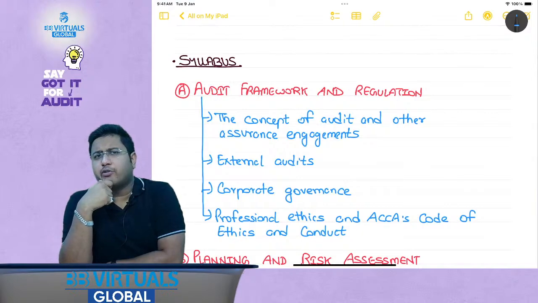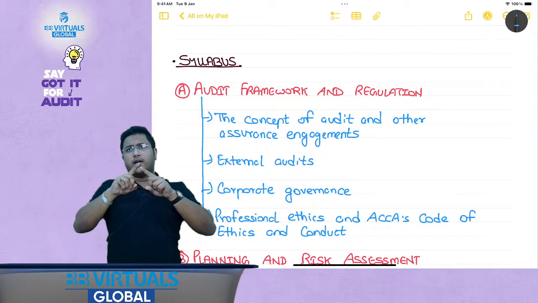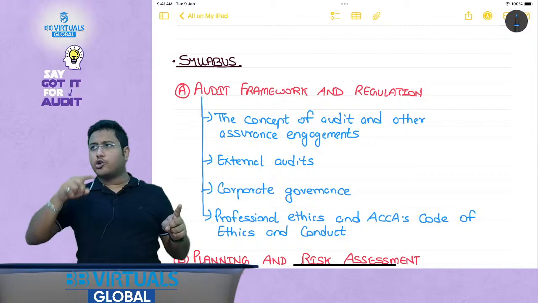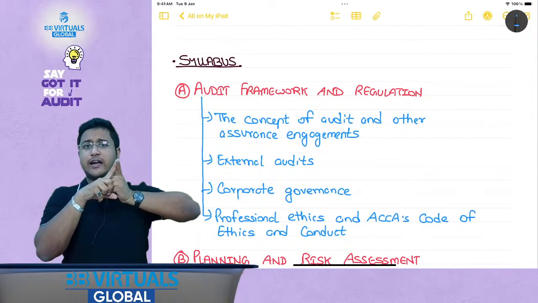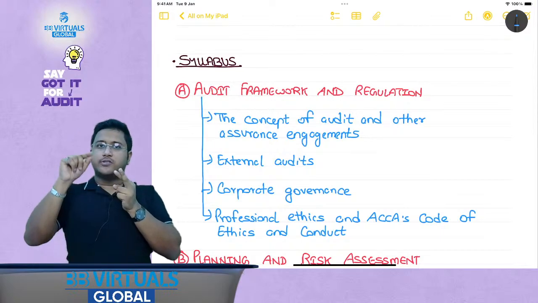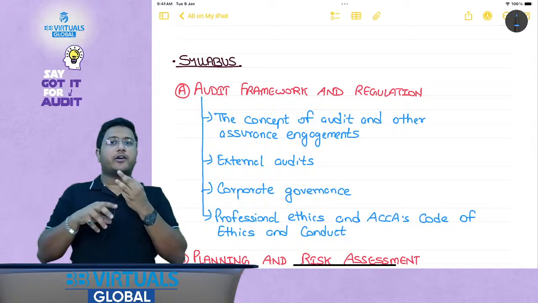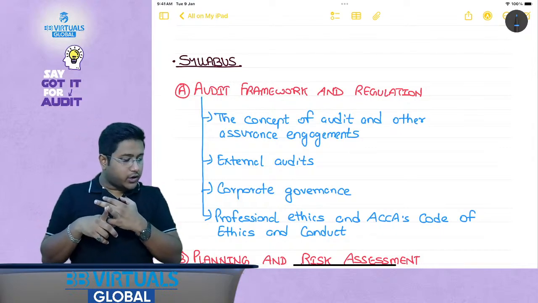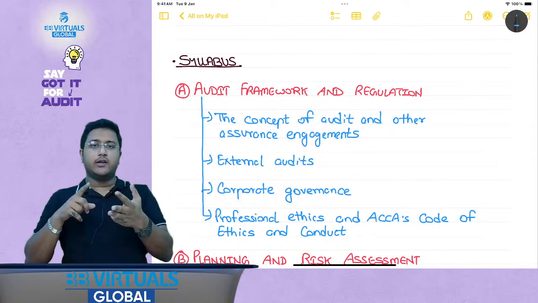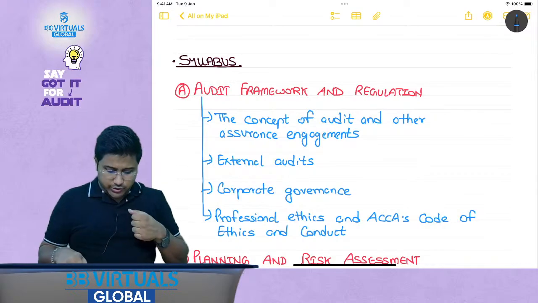Audit framework and regulation. So here we will be discussing how audit as a profession is managed globally. What are the institutions that create the international standards on auditing? What are certain institutions that every auditor should be a part of? How the overall system of auditing is managed and governed across the globe. Okay, we are going to discuss that. We are also going to discuss professional ethics here. We are also going to discuss external audits here.